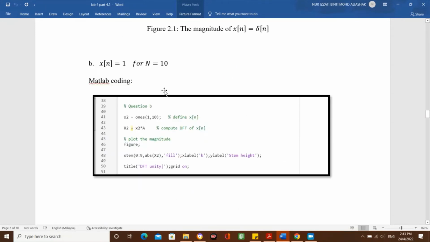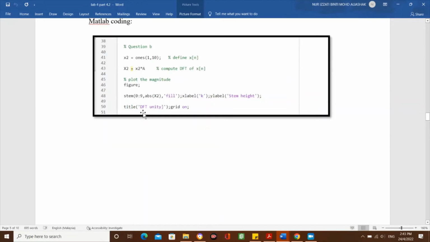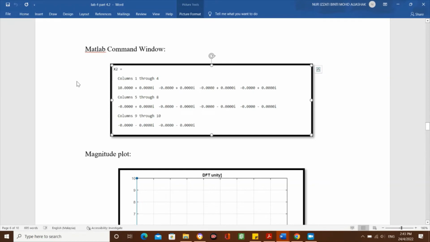For question B, xn is equal to 1. First we define xn: X2 is equal to ones(1,10). Then we compute the DFT by multiplying X2 with A. After that, we plot the magnitude. When we run the simulation, we get the output on the command window.